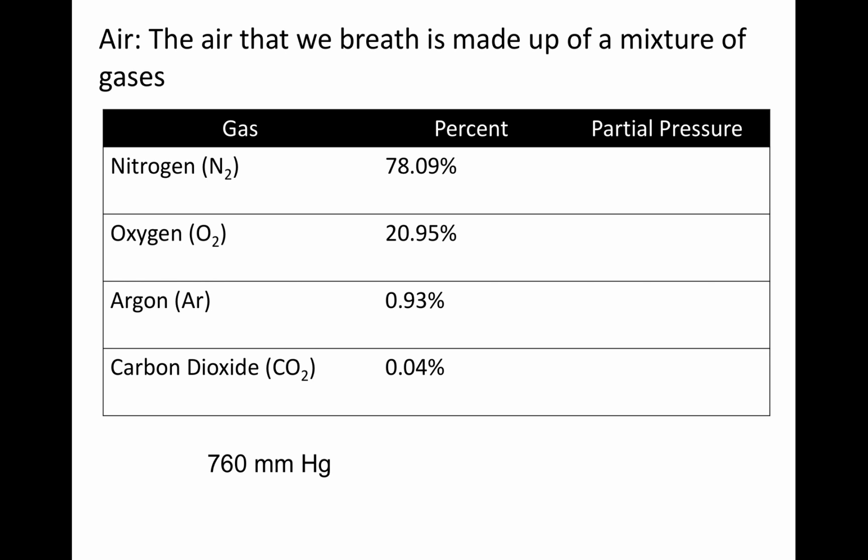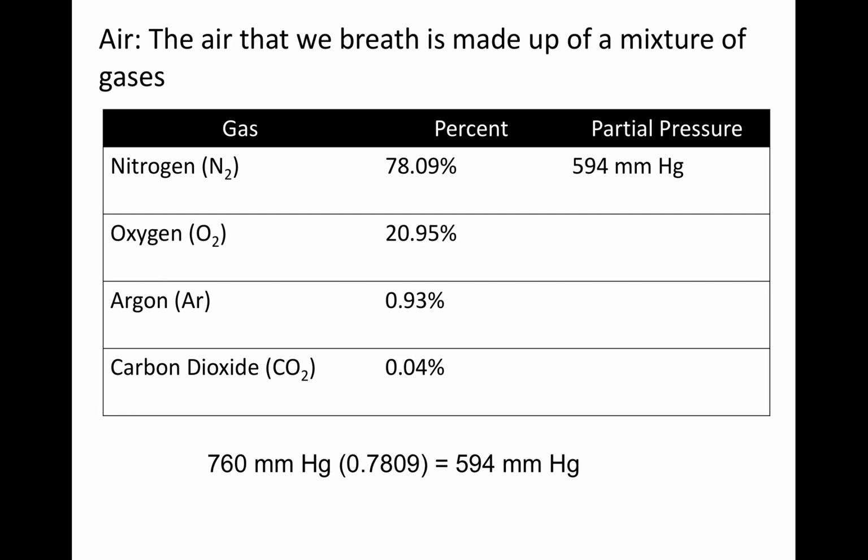At sea level, the pressure is 760 millimeters mercury from all of these gases combined. But because nitrogen, for instance, is only 78.09%, it doesn't contribute all of that pressure. It just contributes 78.09% of that pressure. So we can simply multiply 760 millimeters mercury by 0.7809, and that'll give us the partial pressure, 594 millimeters mercury, that just nitrogen, that single gas, is contributing of the total pressure.